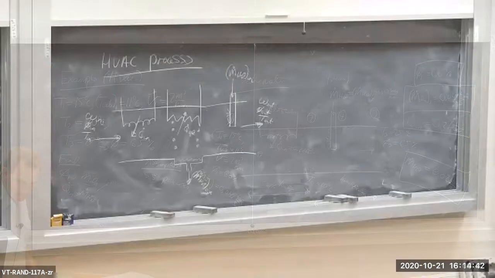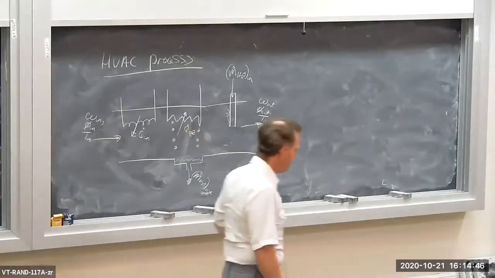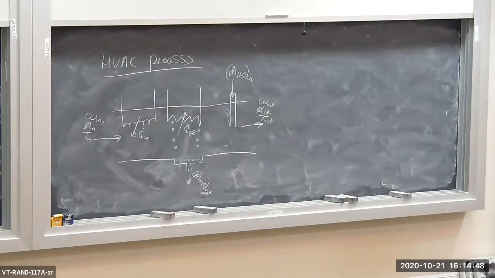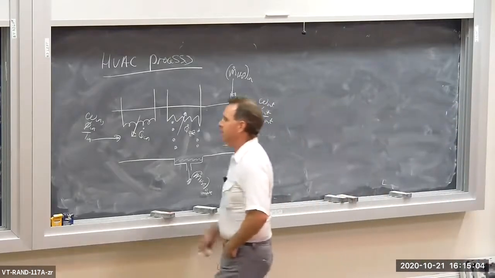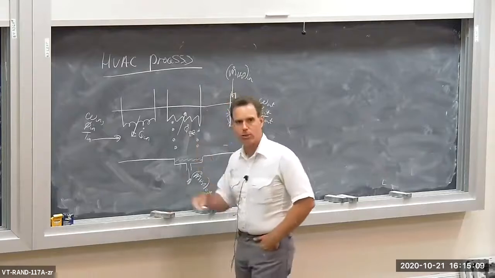Okay, let's finish off here with a general review of heating, ventilation, and air conditioning processes that are possible and how that affects the humidity ratio and relative humidity. So what we have here is a device that includes most possible heating, ventilation, and air conditioning processes. We have moist air flowing in, moist air flowing out, and we can do some stuff to it.